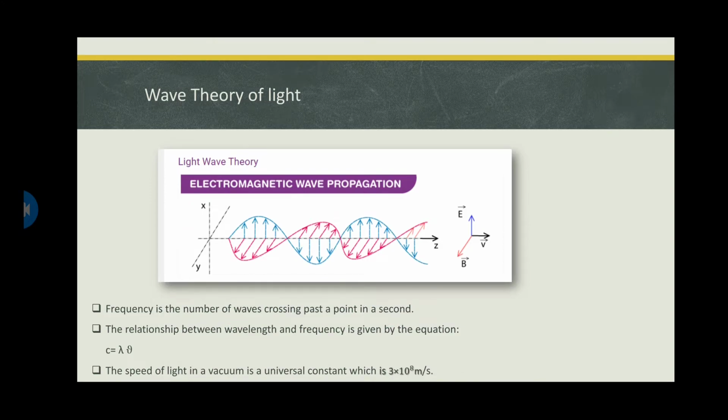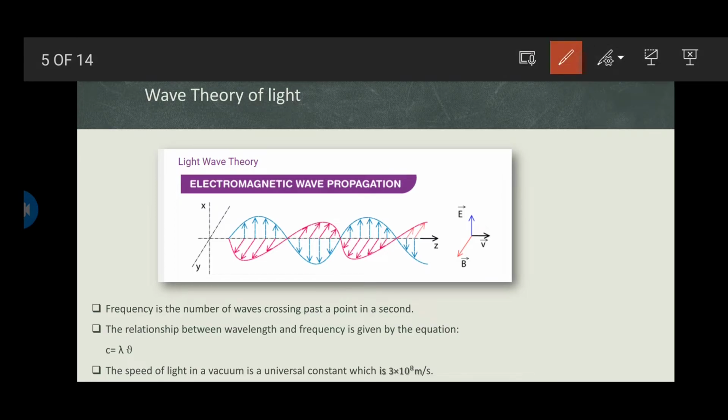This is the light wave theory. Suppose this is an electric field and this is a magnetic field, which are perpendicular. You can see the blue lines and the arrow lines are perpendicular, at 90 degrees. These, moving perpendicular in direction, produce an electromagnetic wave propagation. You can see it on my screen.